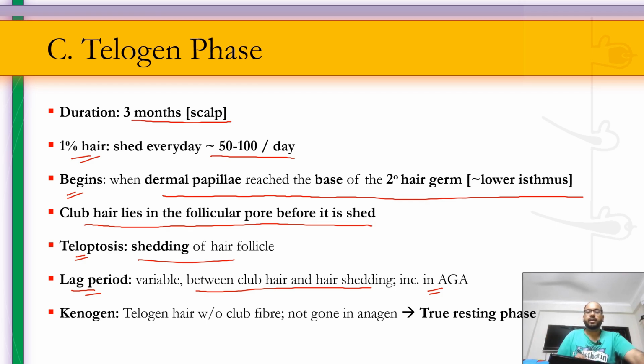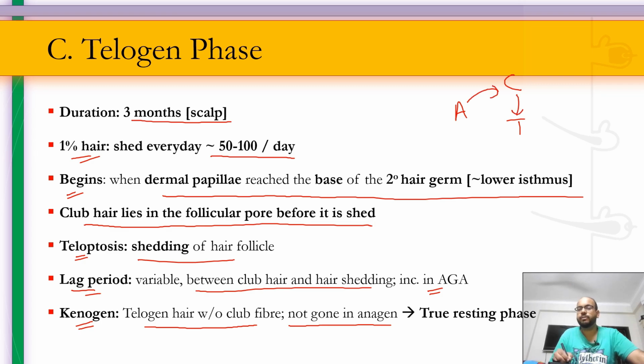Okay. We also have Kinogen hair. Now, Kinogen hair is telogen hair without club fiber, which has not undergone into anagen phase. Now, remember in hair cycle, you have the anagen phase, the catagen phase, the telogen phase. Anagen goes to catagen, catagen to telogen, telogen to anagen. This cycle will keep on going. If you have exogen, this is the lag period. But if the hair follicle will undergo again into anagen phase, then this period is known as kinogen.